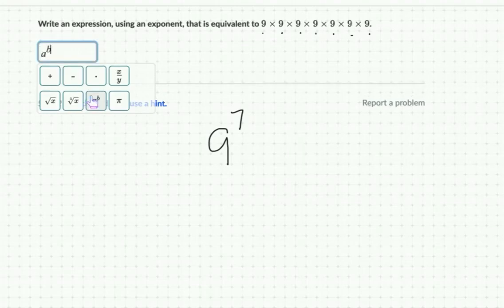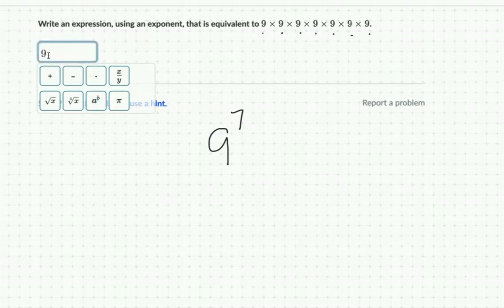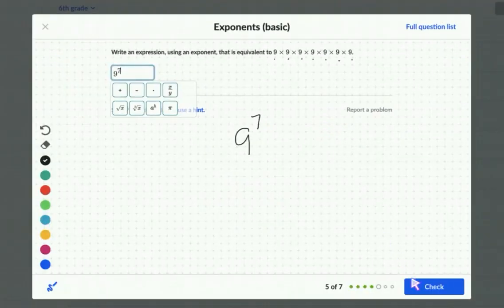So we're going to need to put 9 down, and then I'm going to click on this button, A to the B power, so that I can get an exponent, a power there, and I'm going to put 9 to the 7th power.